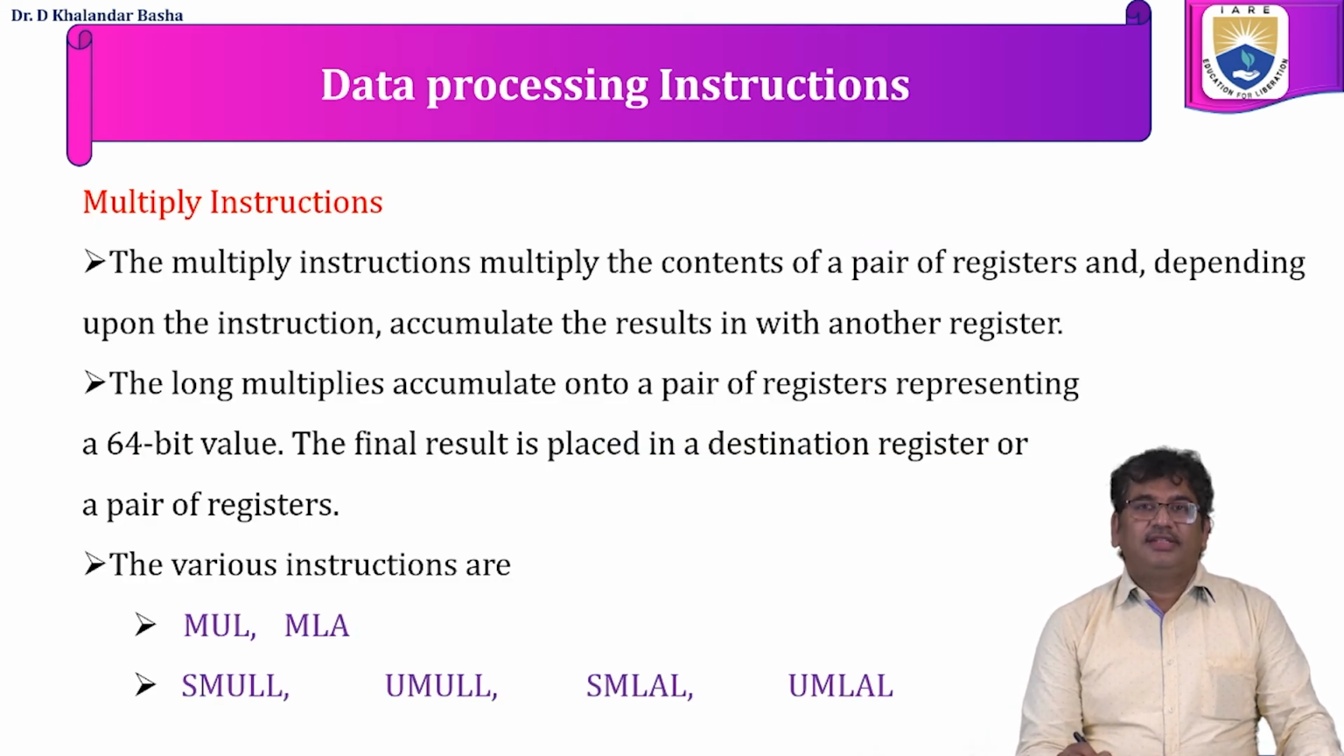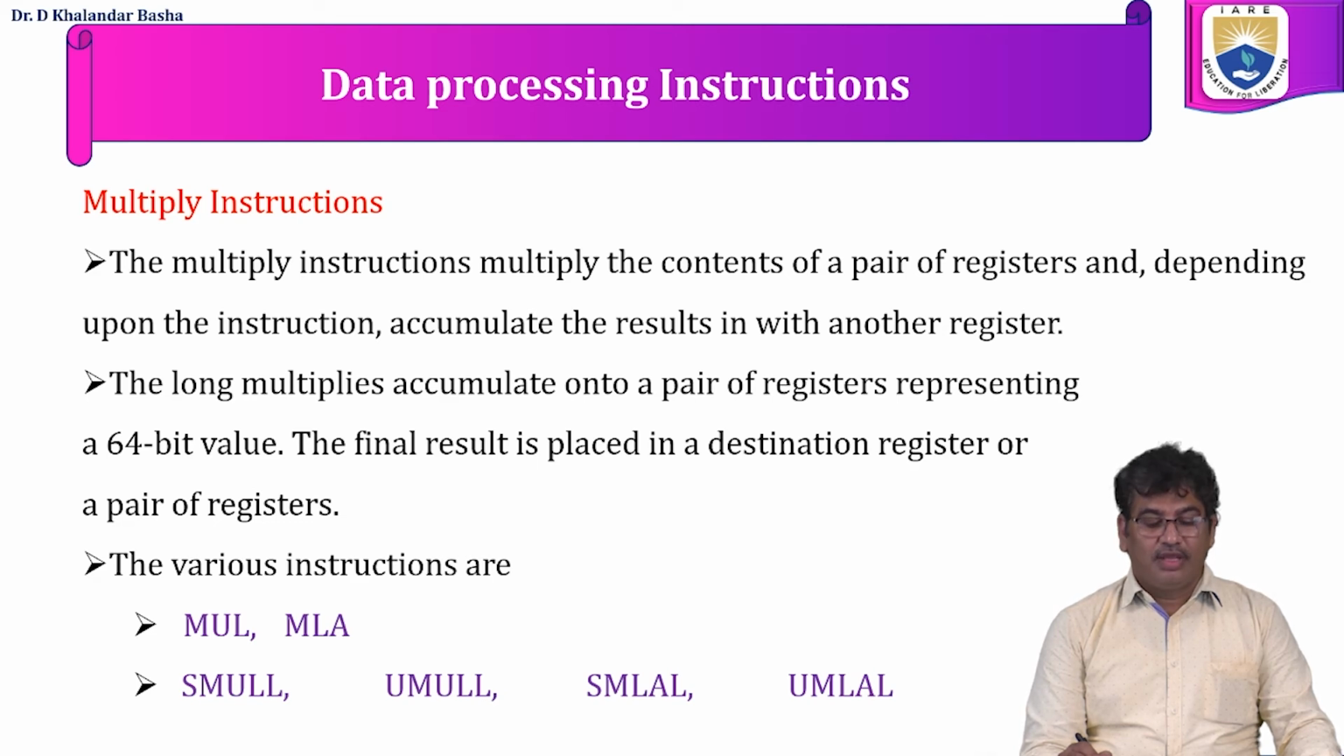The next category is multiply instruction. The multiply instructions multiply the contents of a pair of registers and depending upon the instruction accumulate the results in with another register. The long multiplies accumulate onto a register pair representing a 64-bit value. The final result is placed in a destination register which is a pair of registers.